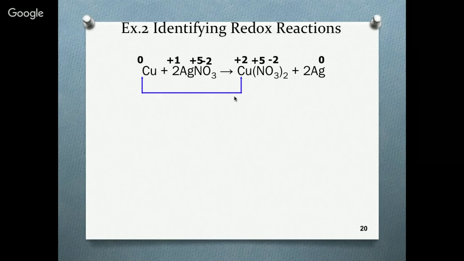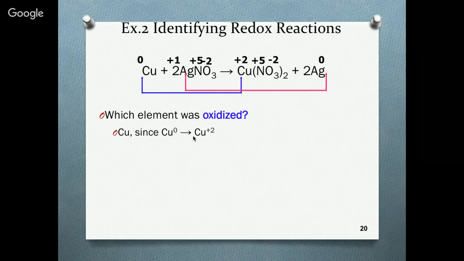So copper is going from 0 to +2, and silver is going from +1 to 0. If you look, the nitrogen and oxygen aren't changing, so those aren't being oxidized or reduced. So the element that's oxidized is copper, since it's going from 0 to +2. And the element that's reduced, in this case actually the ion, is Ag +1.